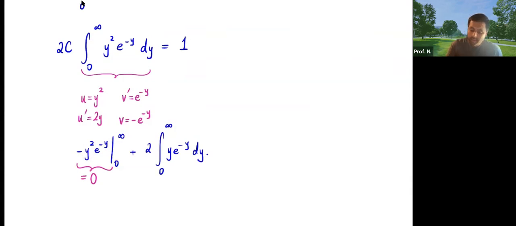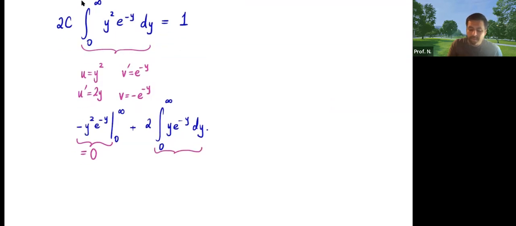And if you notice, we can do the integration by parts again, but then what is this? Isn't this the expected value of y when y is an exponential random variable, where lambda is equal to 1? So what's the expected value of a random variable where lambda is equal to 1? Isn't it just 1? We're going to get 1 for this.